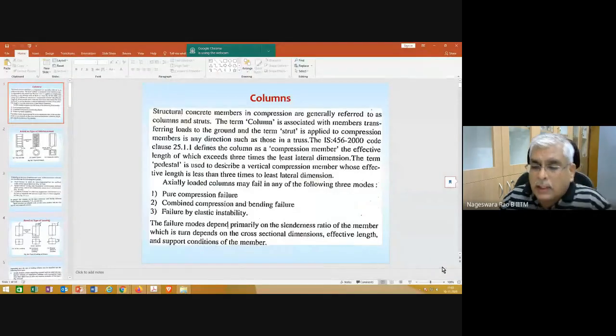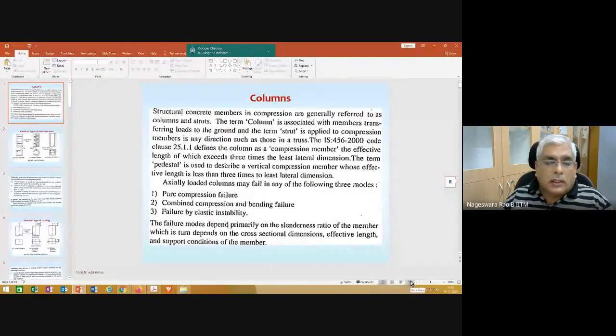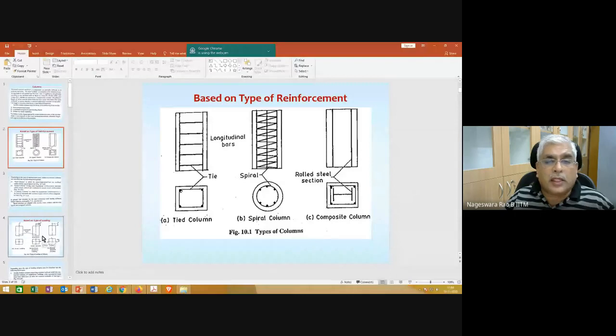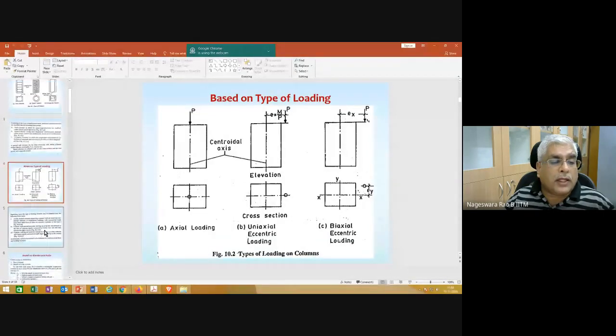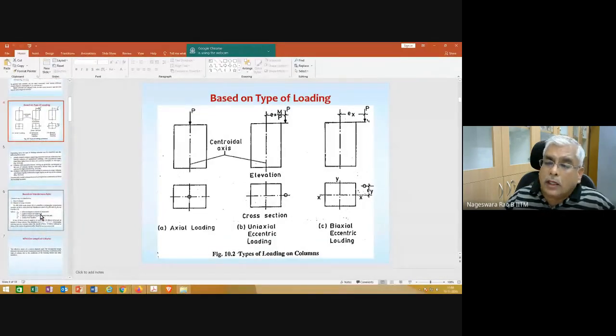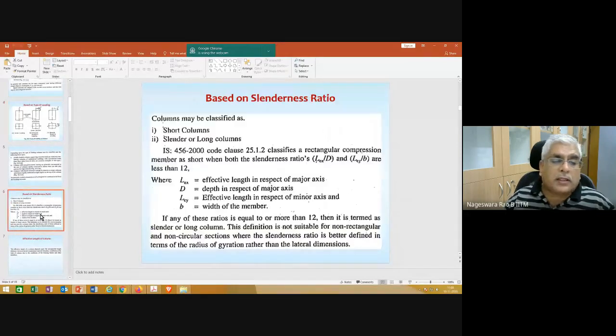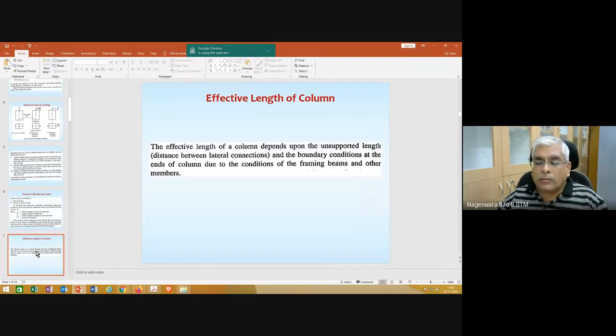Last class, we discussed how columns are classified based on the type of reinforcement and the type of loading, and also how columns can be classified as short columns and long columns depending on the slenderness ratio. And also we noted the effective length of a column.